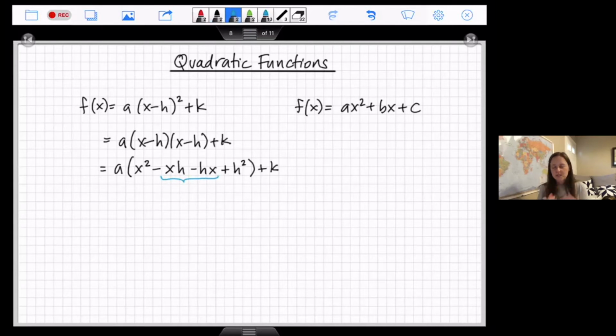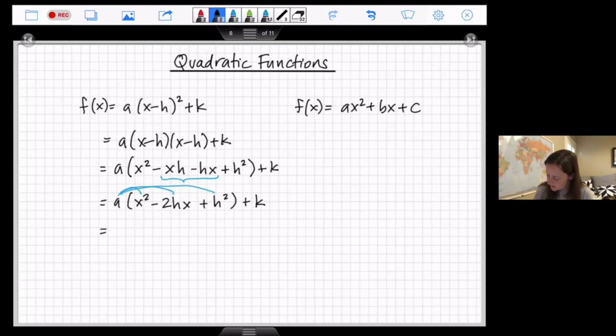So I've got two of the same thing in the middle. So I'm going to write this as a times x squared minus 2hx plus h squared plus k. All right, and now I'm going to distribute the a through that set of parentheses. I know, alphabet soup, I told you. Minus, let's see, I got a lot of letters here. I'm gonna write them all in alphabetical order.